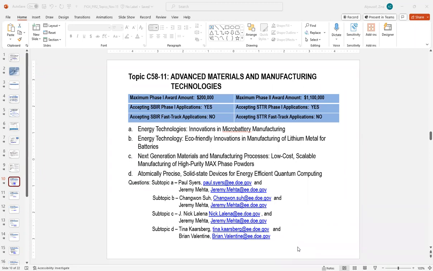Let's see if there are any questions for 11D. What about manufacturing process for the cathode? That's 11B, I think. Yeah.